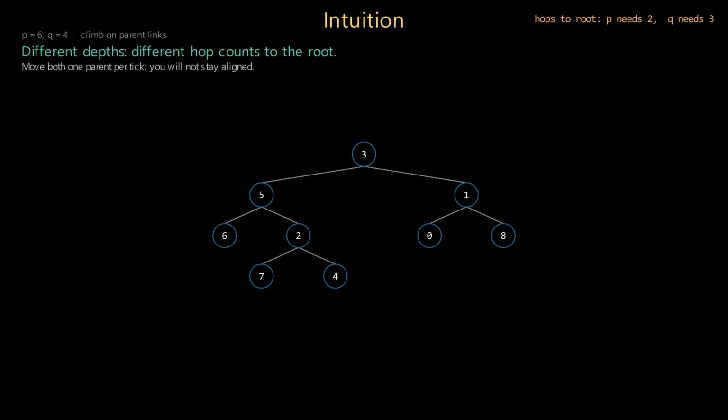If both runners climb one parent edge at the same speed, a shorter chain hits the root first. They are not guaranteed to occupy the same node on the same beat, so a naive lockstep climb does not directly reveal the meeting point. You first need to cancel that length gap.